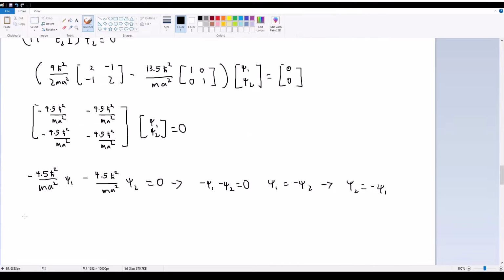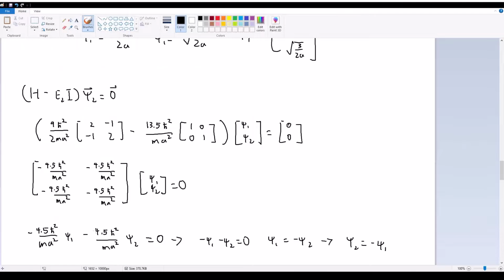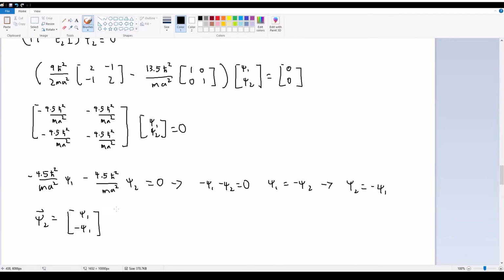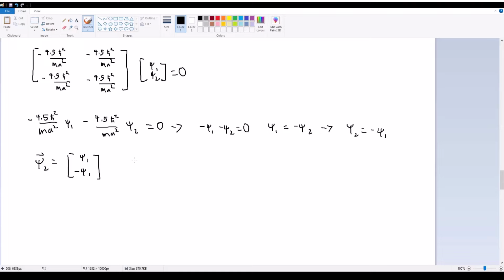So then our vector is therefore going to be psi 2 vector is equal to psi 1 and negative psi 1. In that case, if we're squaring everything via trapezoid rule from before, we're still going to get the same result. Psi 1 is still going to be equal to square root of 3 over 2a. So that means that psi 2 vector is actually equal to square root of 3 over 2a and negative square root of 3 over 2a.